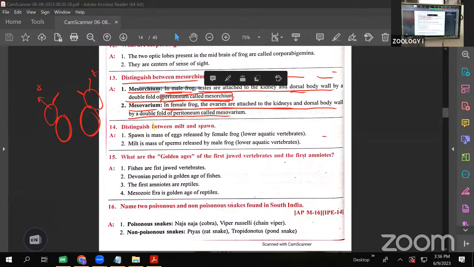That we call a mesorchium. Here, mesovarium and mesorchium. Mesorchium is present in the male frog. Mesovarium is present in the female frog.